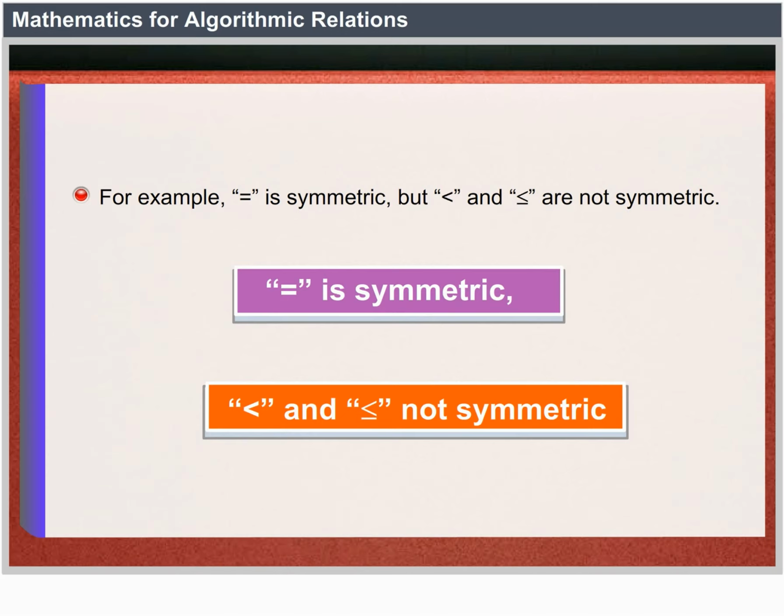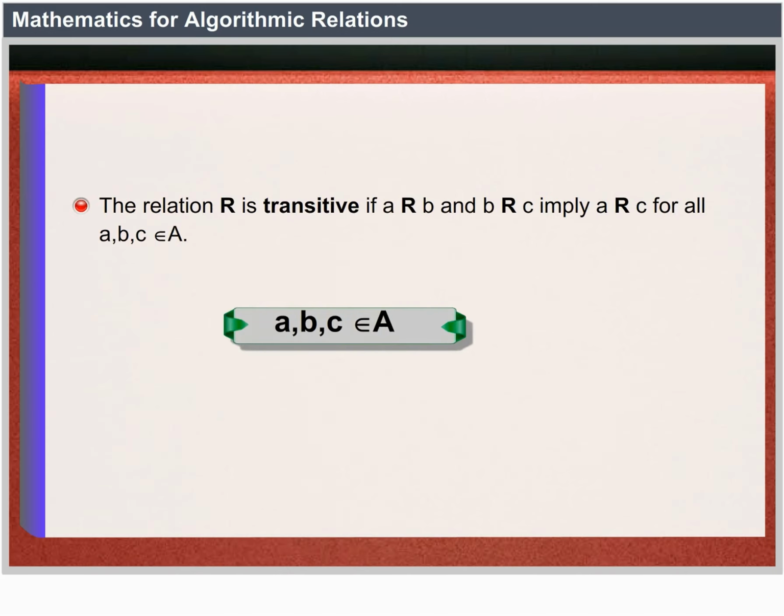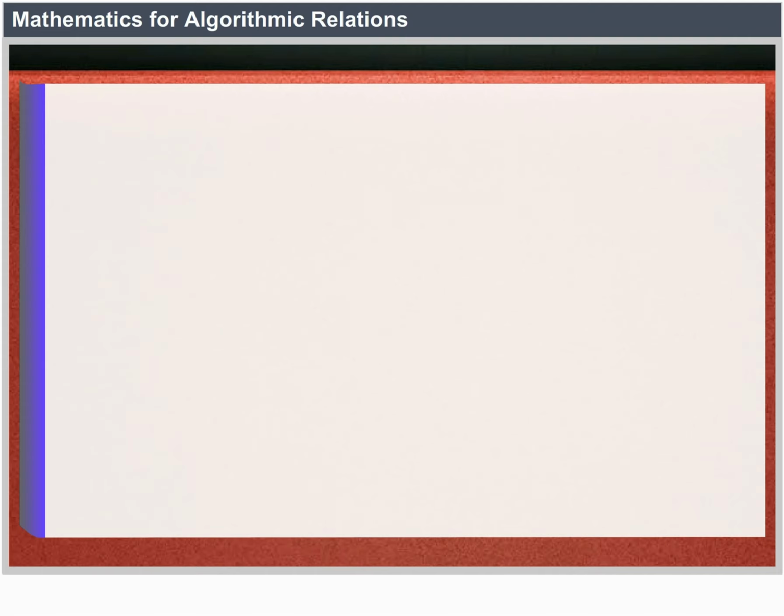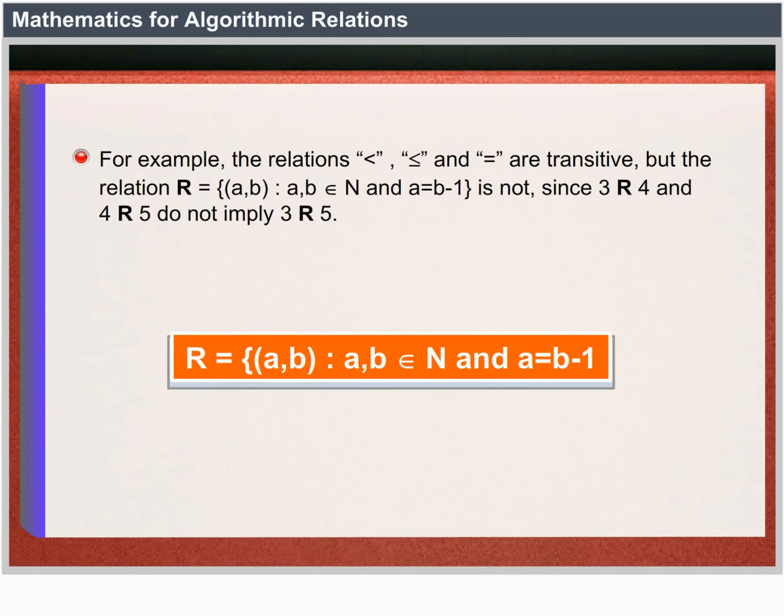The relation R is transitive if aRb and bRc imply aRc for all a, b, c belonging to set A. For example, the relations less than or equal to and equal to are transitive, but the relation R equal to {(a, b) such that a and b belong to set N and a = b − 1} is not, since 3R4 and 4R5 do not imply 3R5.